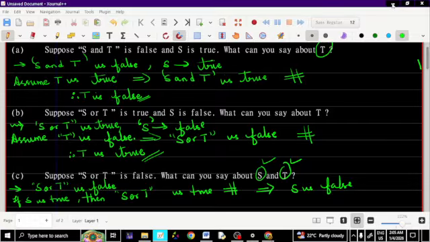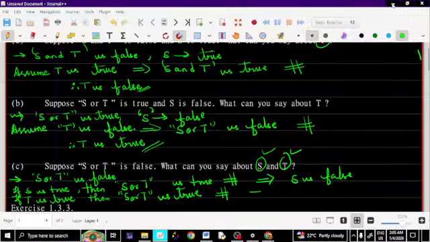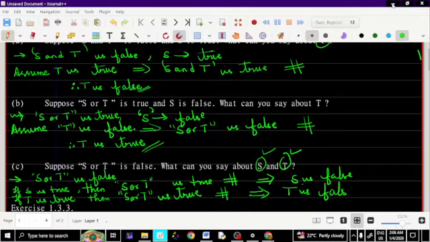Can T be true? Similar reasoning will tell you if T is true, then again S or T will have to be true because one of them is already true. But we are given that S or T is false. So this is again a contradiction, and therefore we can conclude that T is false. So if S or T is false, then both S and T will have to be false. Right? I hope that is clear.